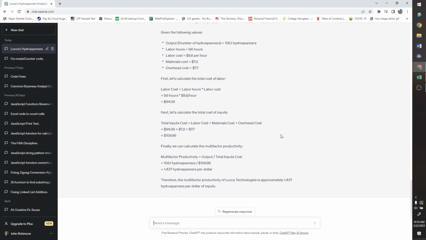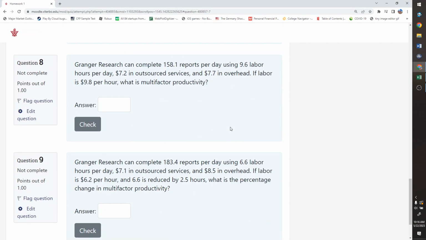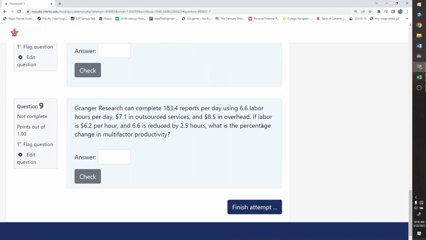So yeah, that's it for homework assignment number 1. This last one, I'm going to leave it to you to think through, but this is the percentage change. So you're going to combine two things, right? So you'll do multi-factor productivity once, then you'll do multi-factor productivity again, and then do percentage change.